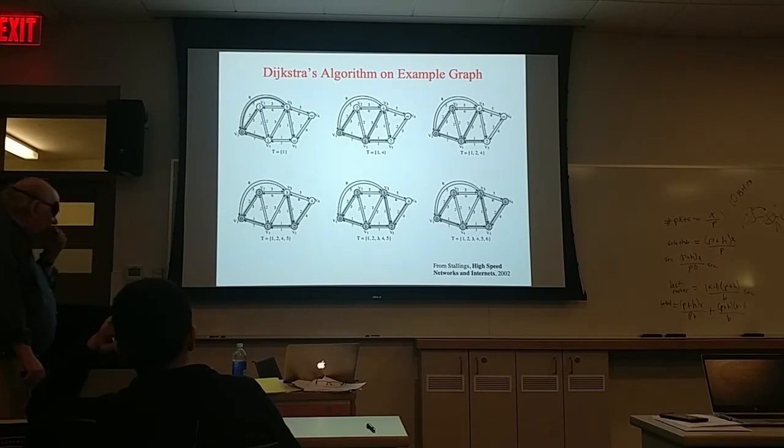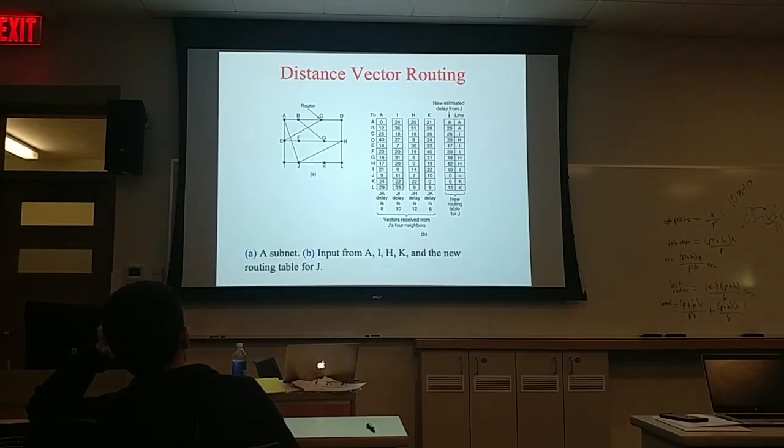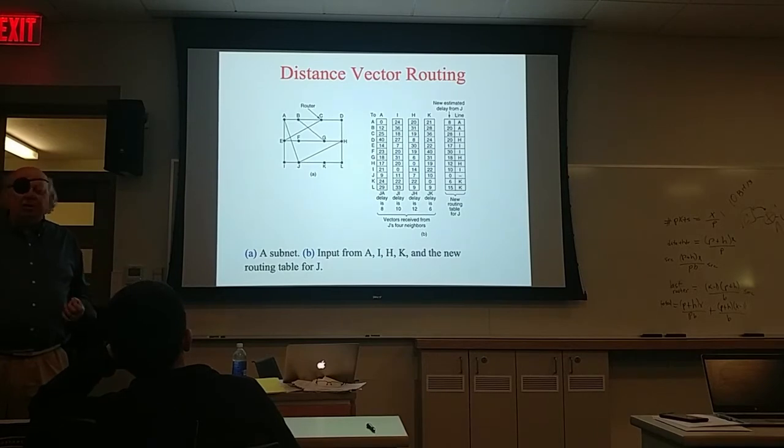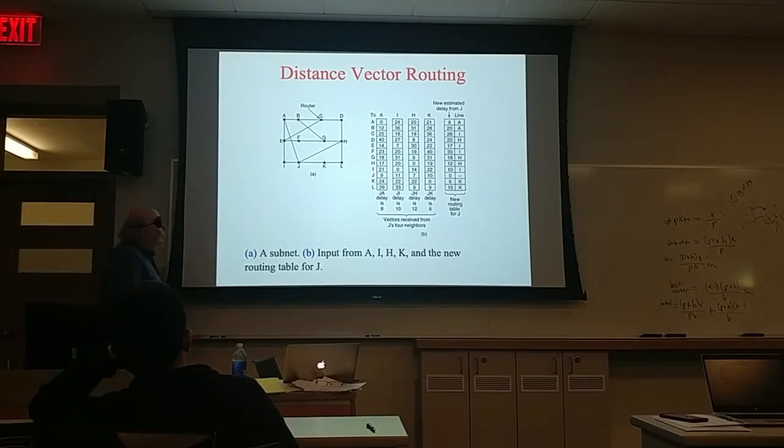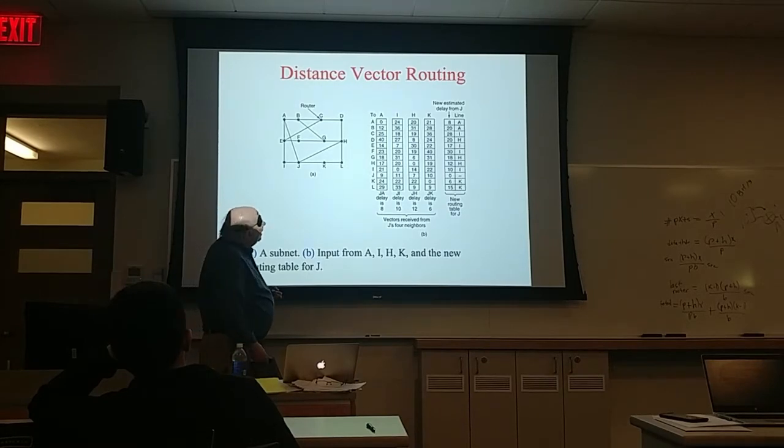Now, the other one that we use is distance vector. Here, we just exchange vectors of how far I think I am from everybody else with my nearest neighbor. And he gives me a vector of how far he thinks he is from his nearest neighbor. And from that, I build a table.